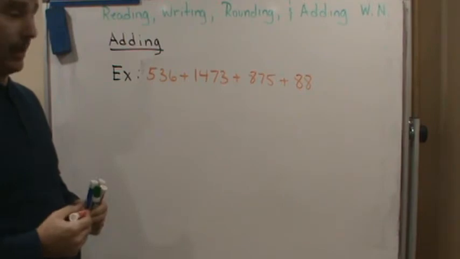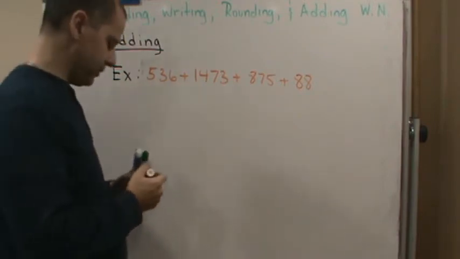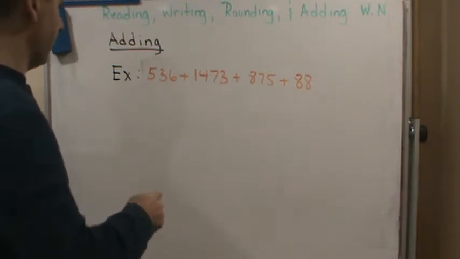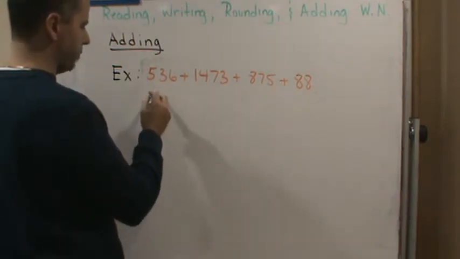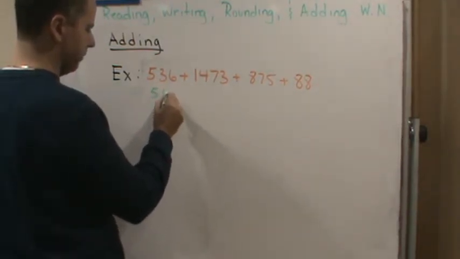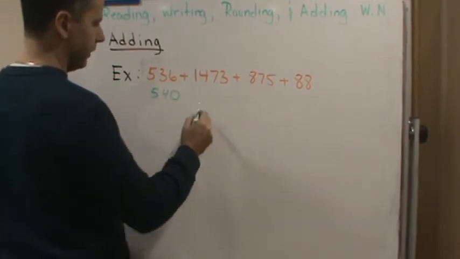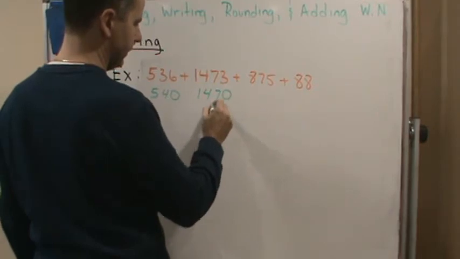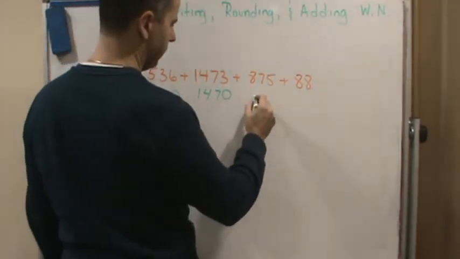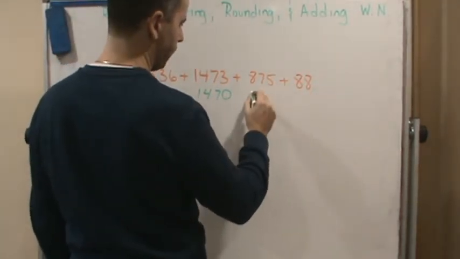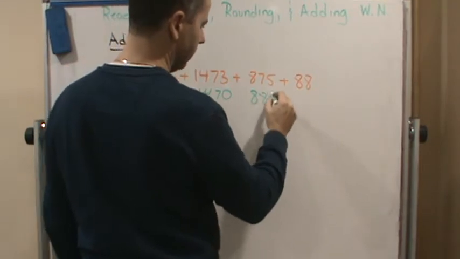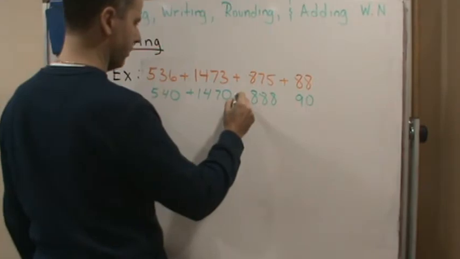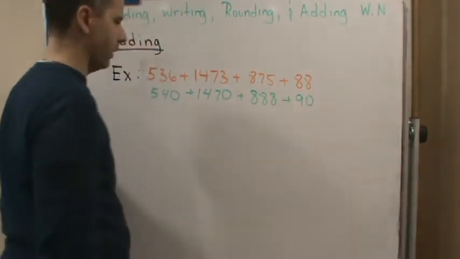First step is to estimate, right? We want to estimate the answer. So when we estimate the answer, we're going to round our numbers, okay? So this would be rounded to 540. This one would be rounded to 1470, okay? This would be rounded to what? 880. And this would be rounded to 90.